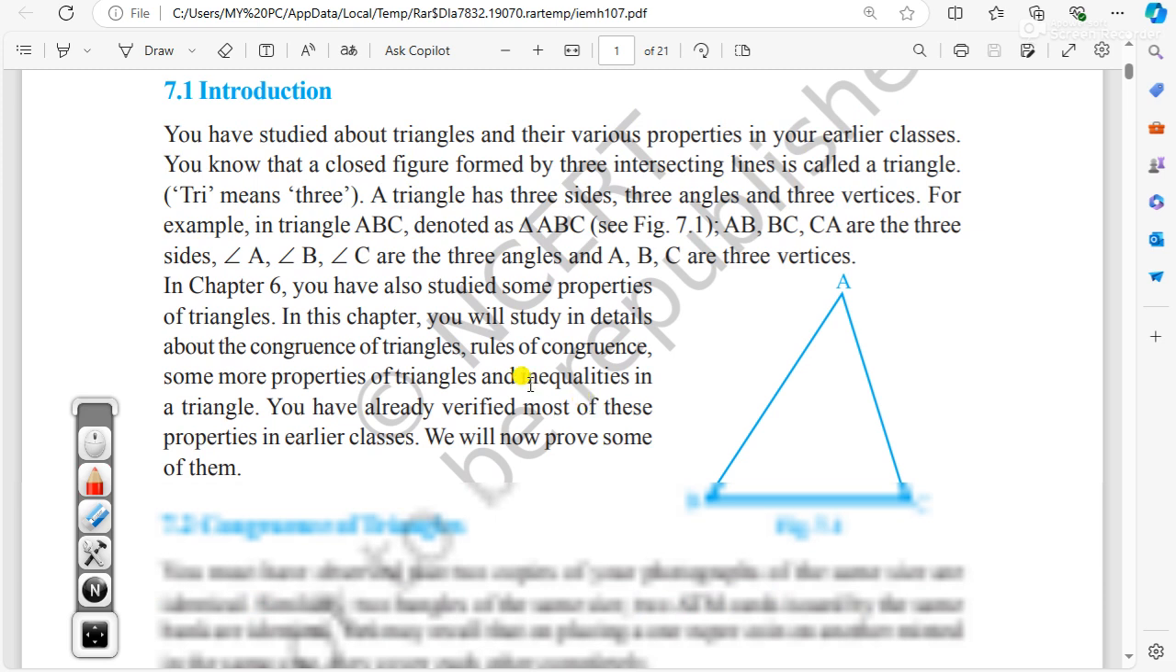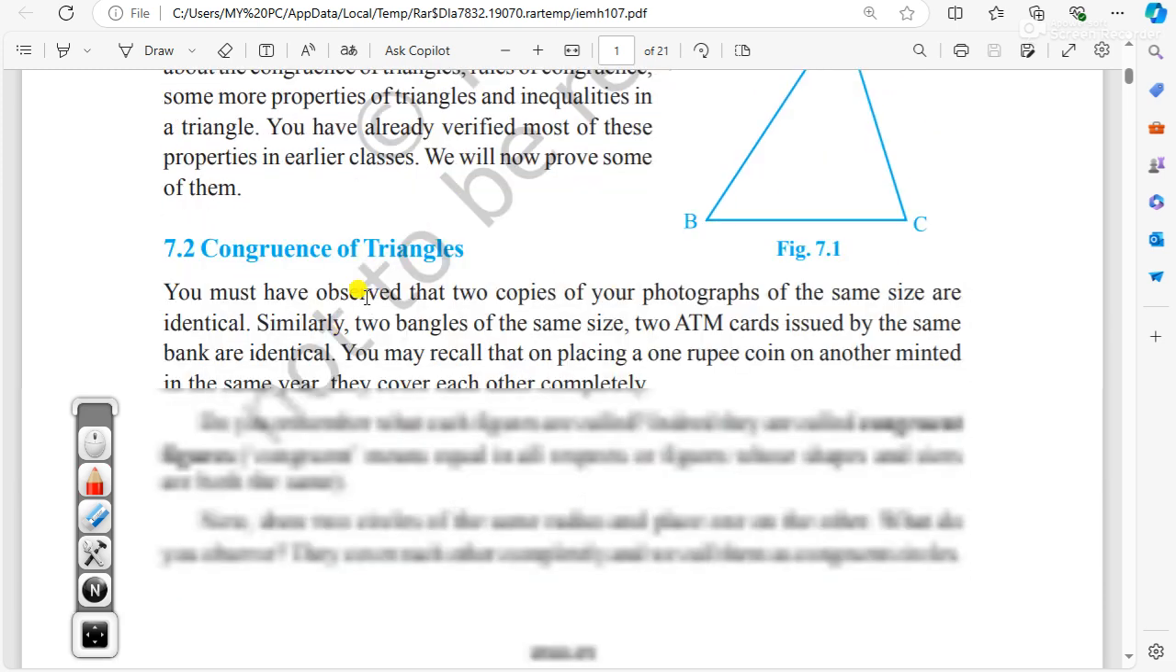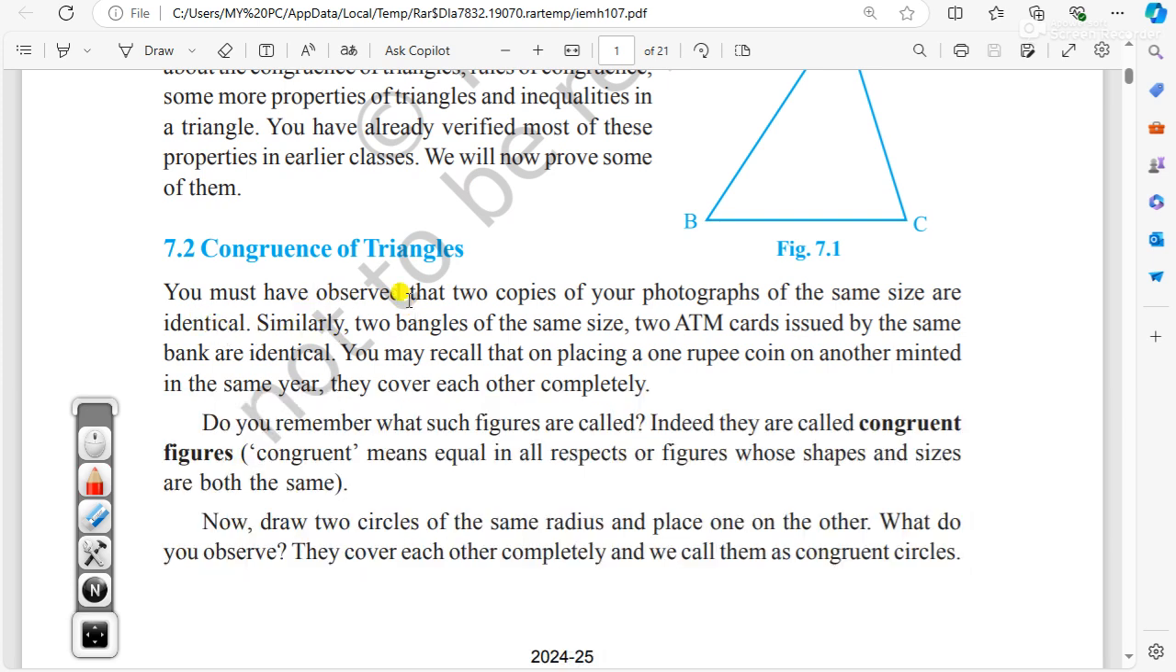Now we will talk about congruence of triangles. What is the meaning of congruence of triangles? You must have observed that two copies of your photographs of the same size are identical. Similarly, two bangles of the same size, two ATM cards issued by the same bank are identical. You may recall that on placing a 1 rupee coin on another printed in the same year, they cover each other completely. Do you remember what such figures are called? Indeed, they are called congruent figures.